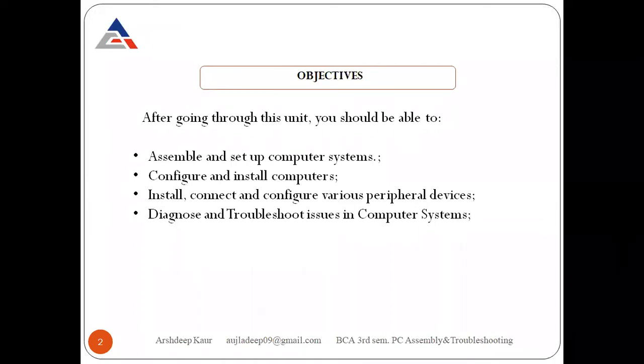Third is how we can install, connect and configure various peripheral devices, meaning various input-output devices like keyboard, monitors, scanners, speakers. And the last is to diagnose and troubleshoot issues in the computer system. It means what problems we have to face and how we can overcome them. Troubleshoot means if we face any type of problem, then how to overcome it. So these are the objectives of this class. So it's a PC assembly and troubleshooting lab class.